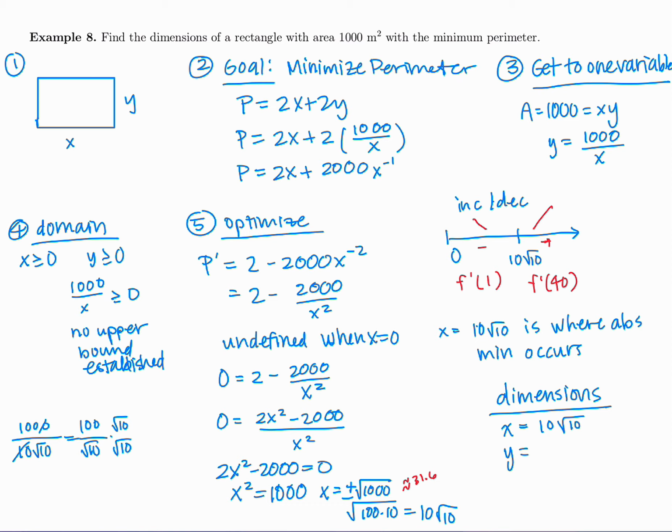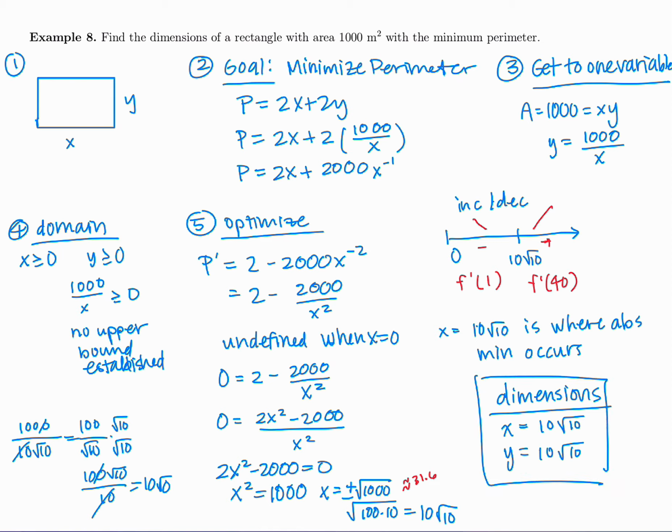If we don't like that radical in the denominator, we can rationalize this and make it look a little bit better. So this is 100 square root of 10. Square root of 10 times square root of 10 is, well, 10. So that knocks that off, and we get 10 square root of 10. Oh, so it's actually a square. We get 10 square root of 10. Alrighty, so there is our answer. Those are our dimensions.